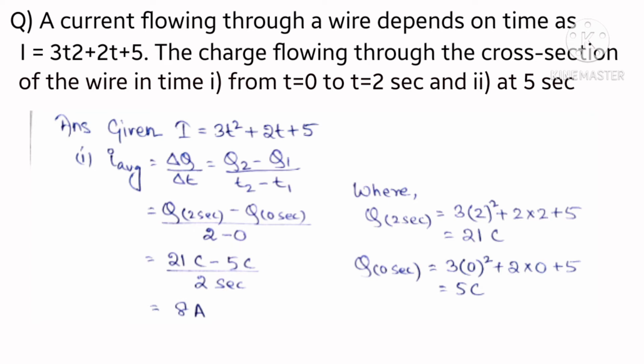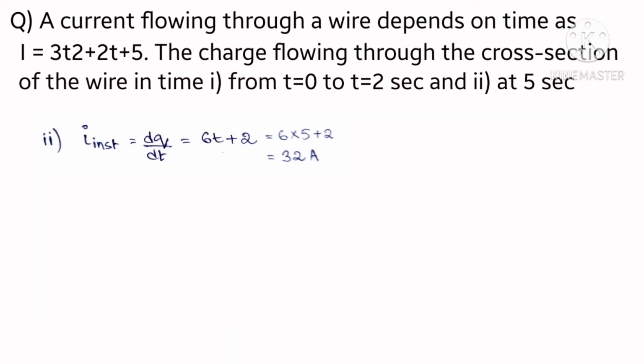So now we have to find charge at 2 second. So put the value of t, that is 2, in the equation of the current, that is 3 into 2 square plus 2 into 2 plus 5, that is 21 coulomb. The same thing you have to do for the charge at 0 second, that is 5 coulomb. Now put the values of both the charges, final charge and initial charge, divided by the final time minus initial time, then you will get the value of average current, that is 8 ampere.